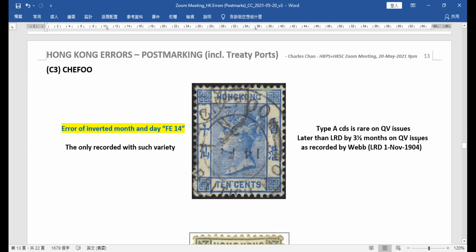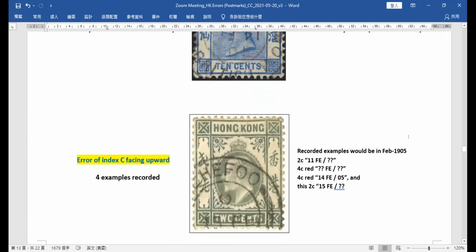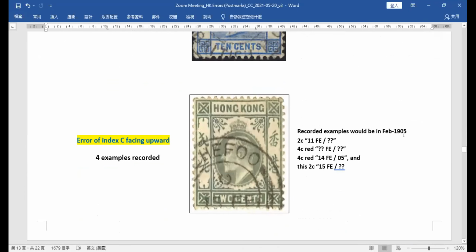Another type A CDS error will be the upward of a C facing upward. And for example, records, the day showing, I think it's in February 1905 also. The value of the stamps and the dates are recorded at the right side.